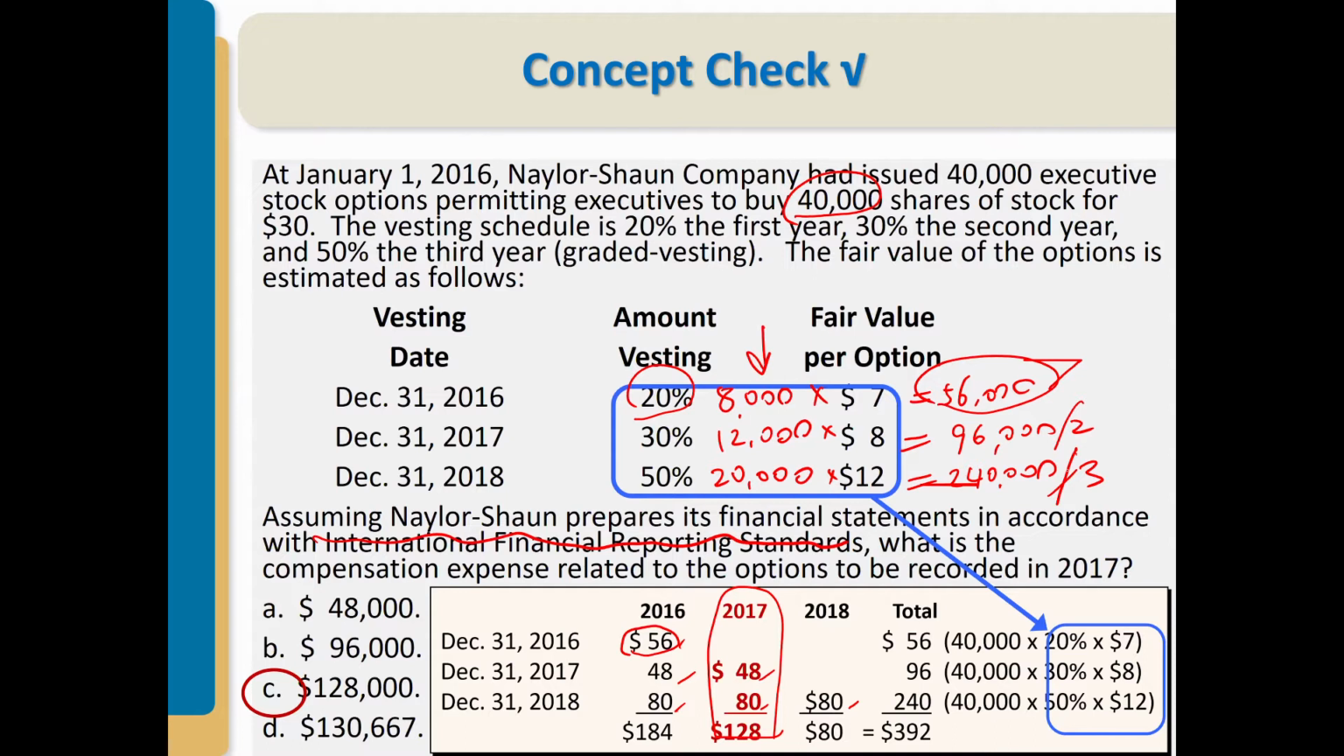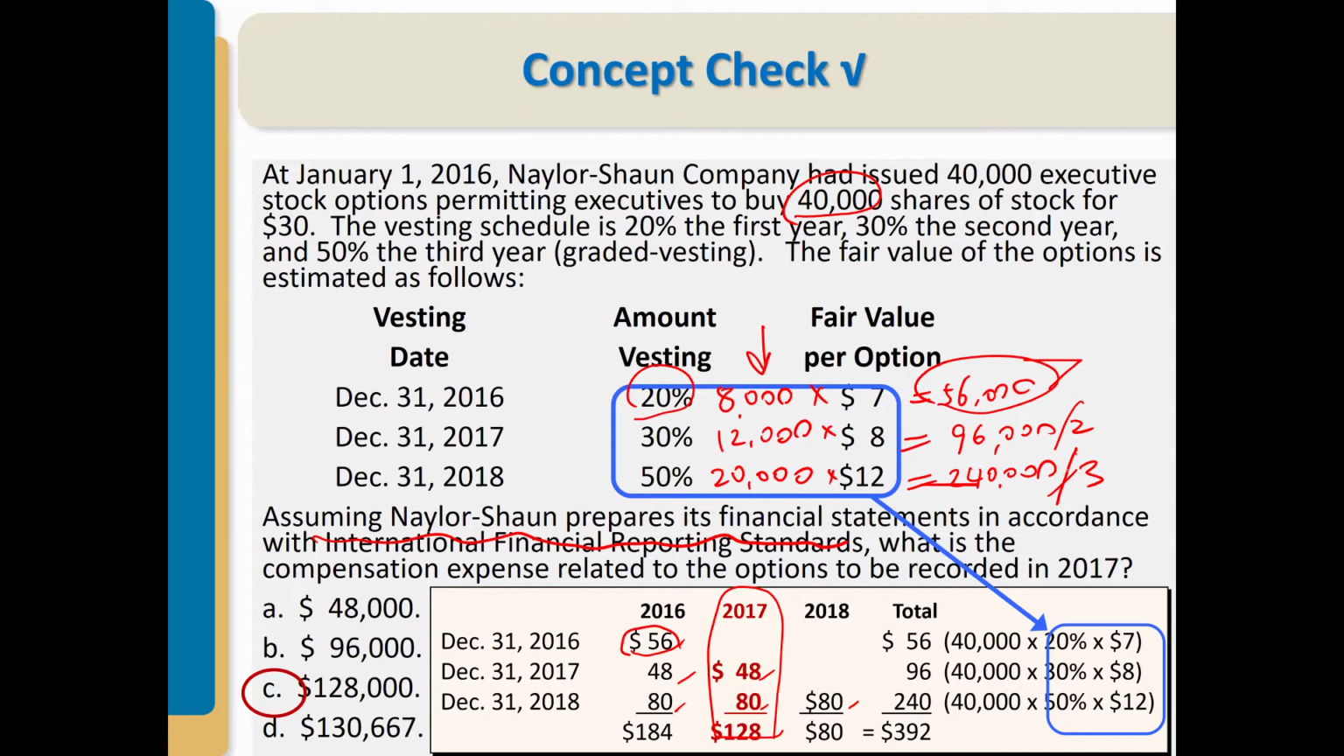Are the journal entries the same as the...? Yeah. It's still the same. A journal entry is just the same. So here just the amount, the calculation. Paid-in capital, stock options. Yeah, you still have that. You debit compensation expense. You credit paid-in capital, stock options. Yes, for each year. Okay.